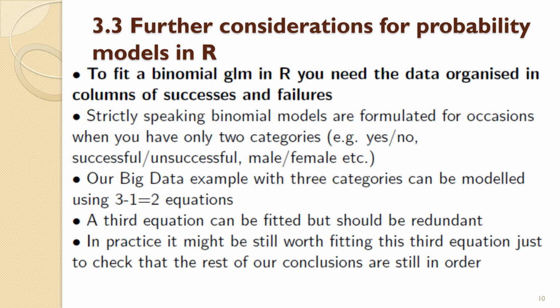Now our big data example contains 3 categories, so you now need 2 equations. The 3 categories are high, medium and low, and the basic idea is that if you have one equation to describe the probability of being awarded a high score, and one equation to describe the probability of being awarded a low score, then those 2 equations should be sufficient to describe this 3 category system.